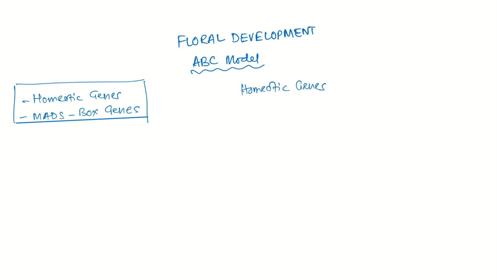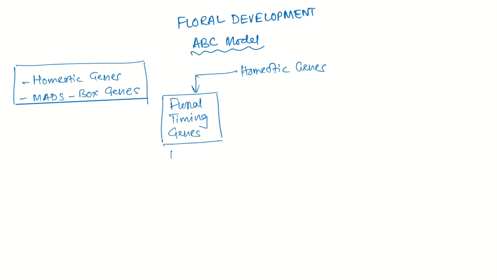In these homeotic genes, there are basically three different types of genes. First is the floral timing gene, which determines the timing of flower development. We also call them FT genes, and the locus where the FT genes are present is known as the FT locus.